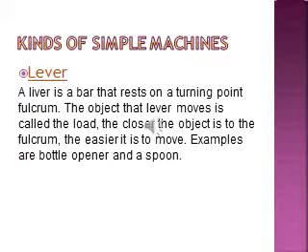Kinds of simple machine. There are different kinds of simple machine. First we will discuss lever. A lever is a board or bar that rests on a turning point called fulcrum. The object that the lever moves is called load. The closer the object to the fulcrum, the easier it is to move. For example, the hammer acts as a lever when it is used to pull a nail out of a piece of wood. Other examples are bottle opener and spoon.